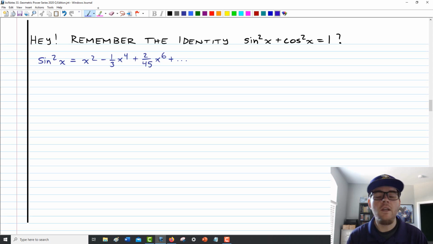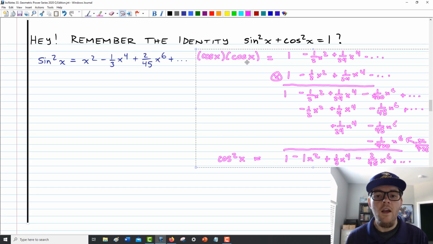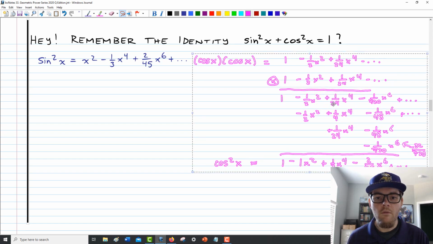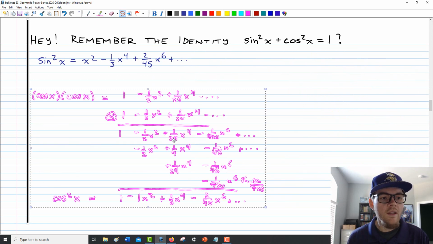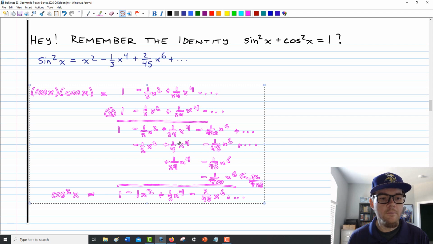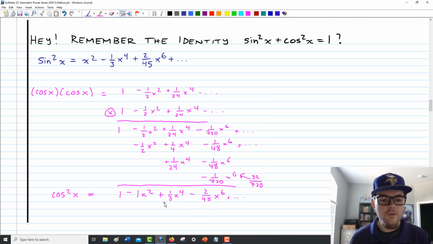You found the first 3 non-zero terms of sine squared to be x squared minus 1/3 x to the 4th plus 2/45 x to the 6th. Likewise, if you wanted to, you could work your way through and figure out what the power series is for cosine squared. I'm not going to demonstrate this because I don't think you need to see it. So there is cosine squared.